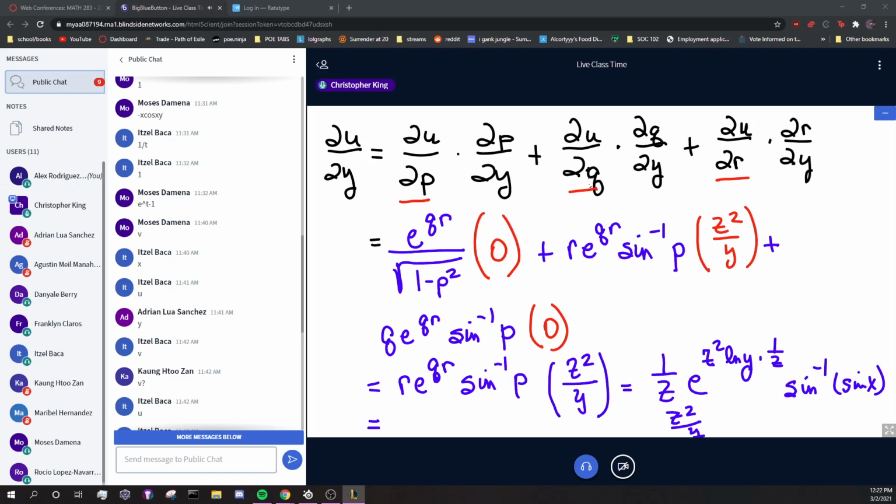Okay, so if I simplify, we know that this expression right here, the e to the z squared natural log of y times 1 over z, is going to simplify down to just y to the z. What about the sine inverse of the sine of x? What does that simplify down to? Just x. All right, I've got the 1 over z times z squared over y. So that's basically going to simplify down to z over y.